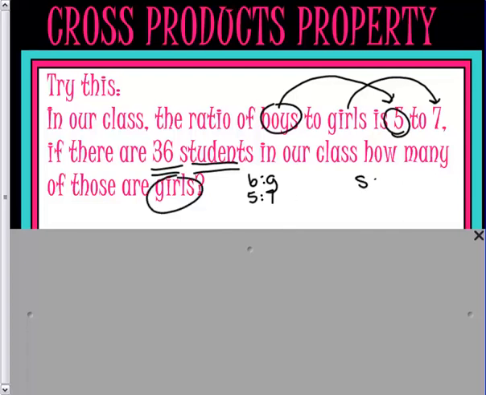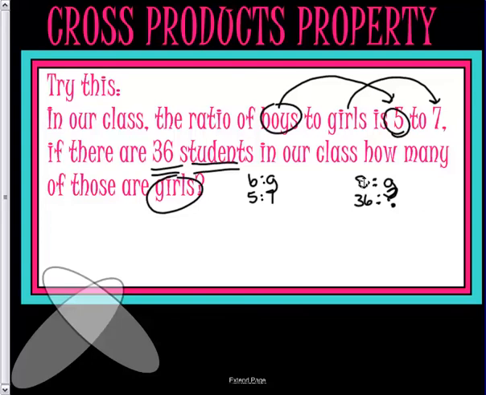So we want students to girls. We know 36 and we've got this unknown of girls. Now, this is a different proportion. Because this is different, boys are not students, but girls are girls, we need to know how many students total we have. So we have 5 boys, 7 girls, which means we have 12 total students. And of those students, how many of them are girls? Well, 7, right? 7 girls in the class of 12.